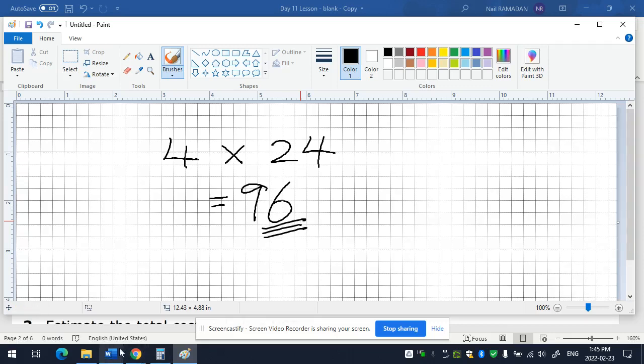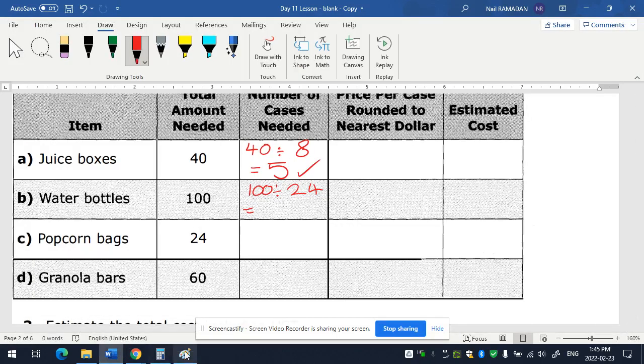So what was it? 4 point what? 4.16. Let's go with 4.1. I don't really care how many sixes you show. Let's show 1 6 and then round to 5. Okay.